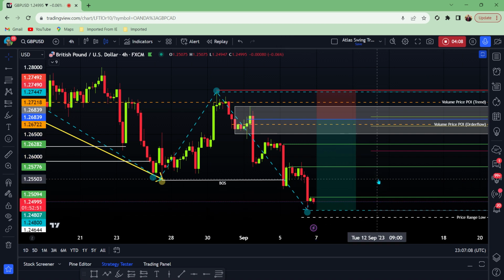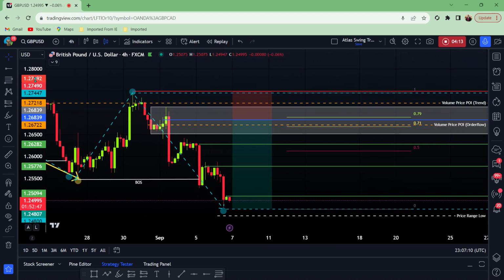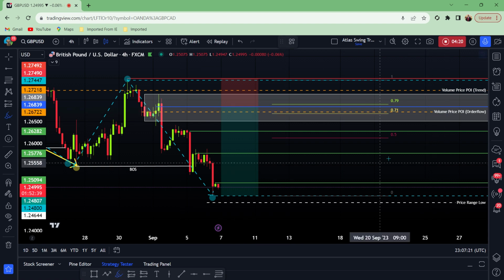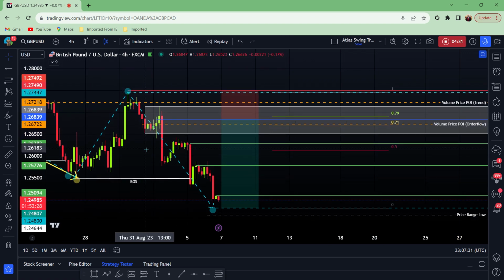The first thing we did was mark off our premium and discount levels, and we used volume profile to do that. That's what this orange dotted line is right here. You can see it says volume, price, position of interest, order flow. How did I get that? Well, I use volume to determine my premium and discount areas.